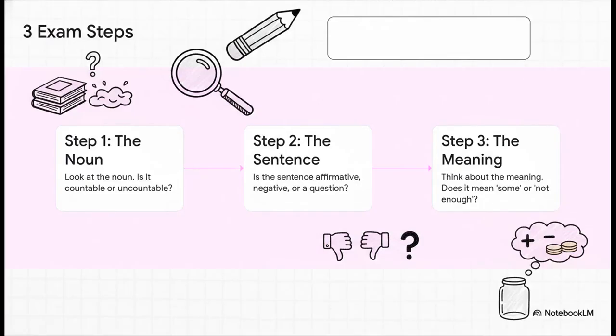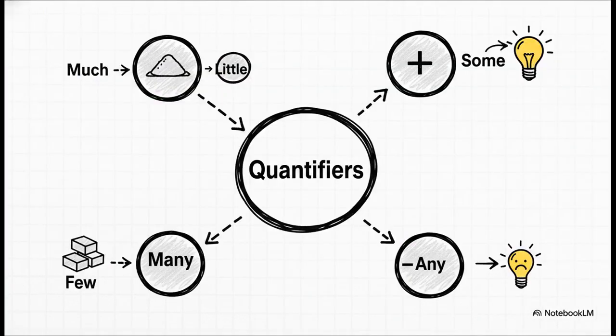Follow these 3 simple steps in your exam, and you will always choose the correct adjective. First, look at the noun. Is it countable or uncountable? Second, look at the sentence. Is it positive or negative? And third, think about the meaning the sentence is trying to convey. Please try to focus on understanding these connections, not just memorizing the words. Once you understand the logic, you will perform very well and use these adjectives with confidence.